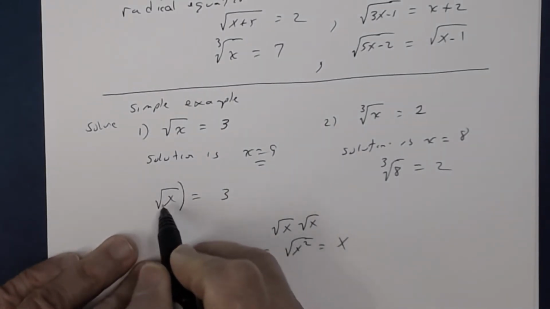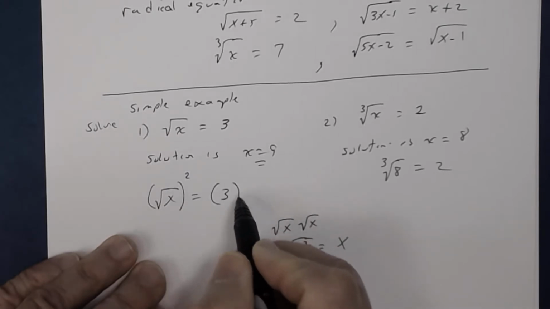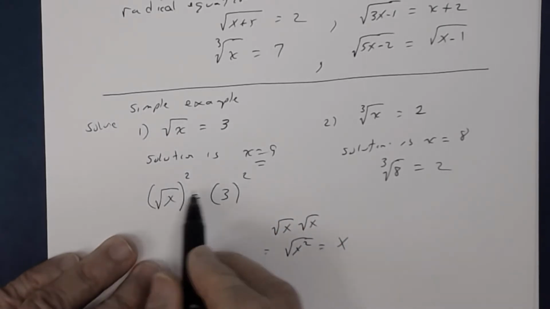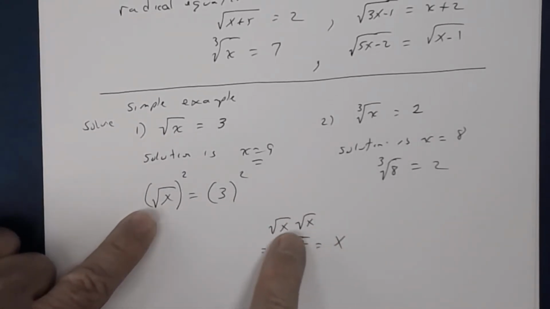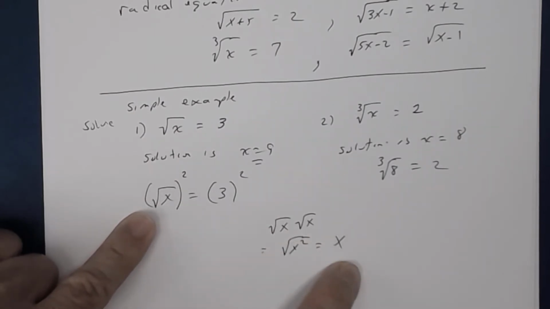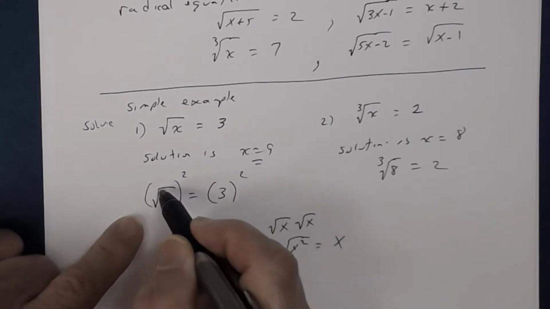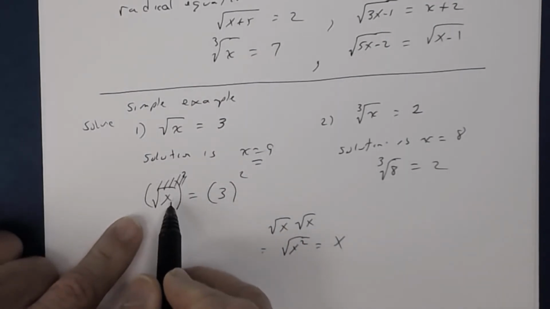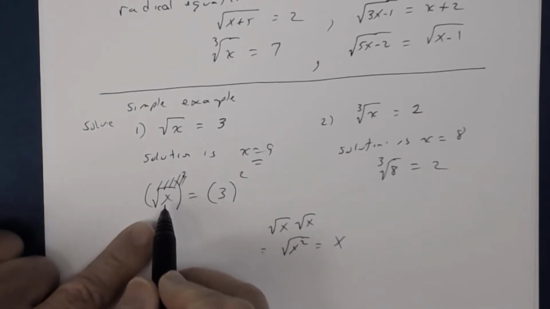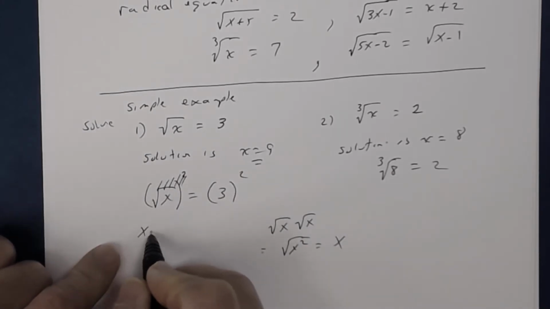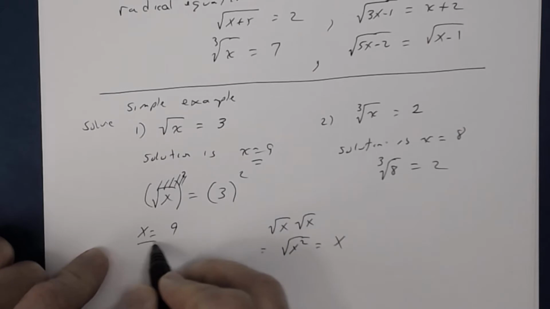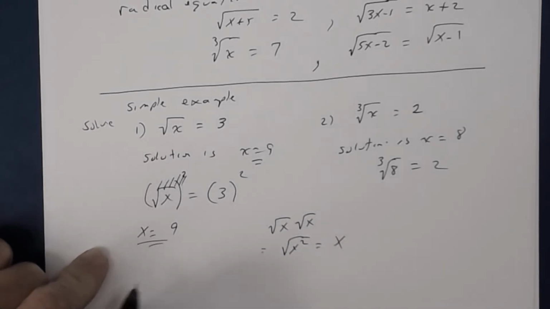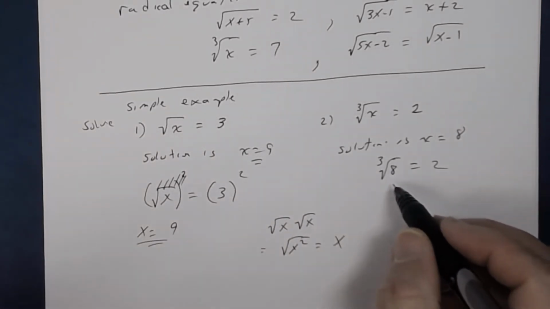So if right now I'm square rooting, if I square, I remember what you do to one side, you have to do to the other. If I square both sides, the square root of x and the square root of x is just x. It turns out that the square root and the square are inverses, so they undo each other. So you're just left with the radicand. What's this radicand? x. And what's 3 times 3? 9.